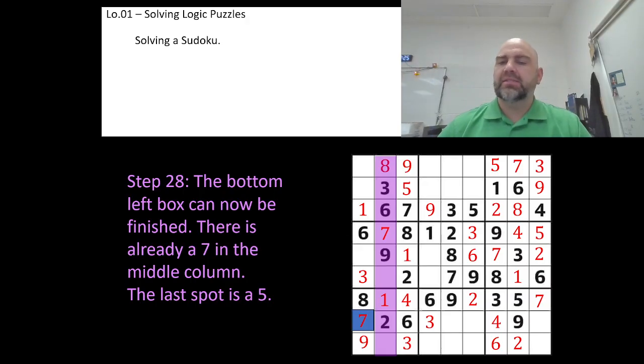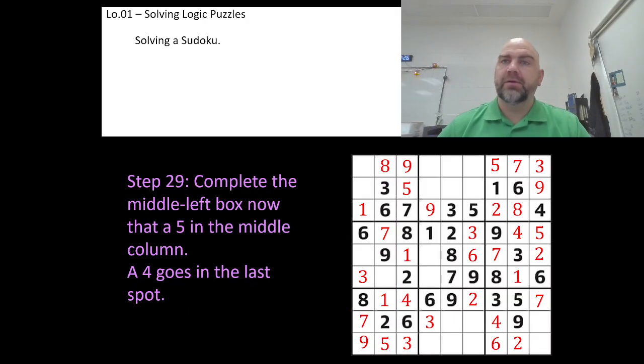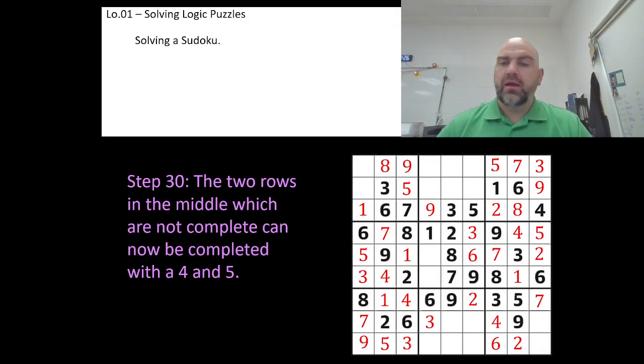And the last one has to get filled in is a 5. So we're kind of getting our 5s done here. Now that column, that same middle column, is only missing one value because we put that 5 in there already. Or sorry, there's a 4, and then the 5 can go into the last spot in that box.